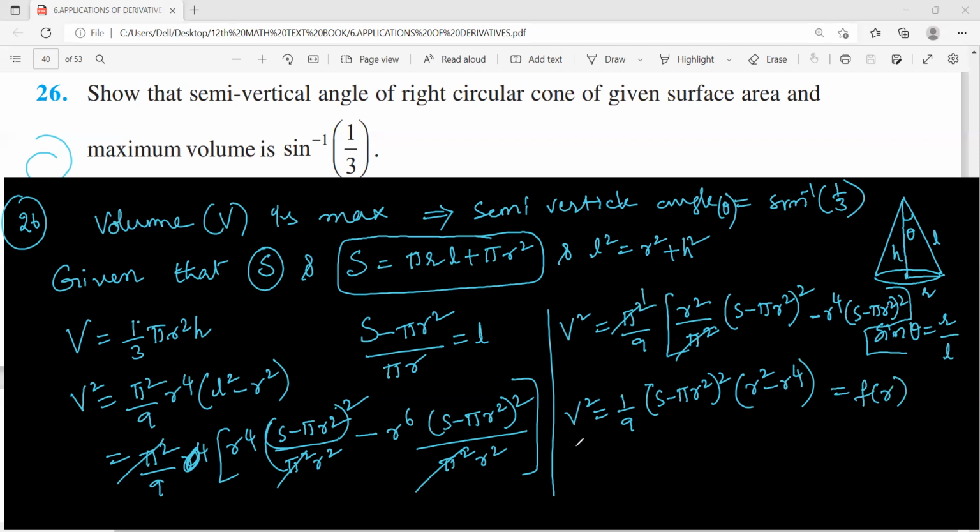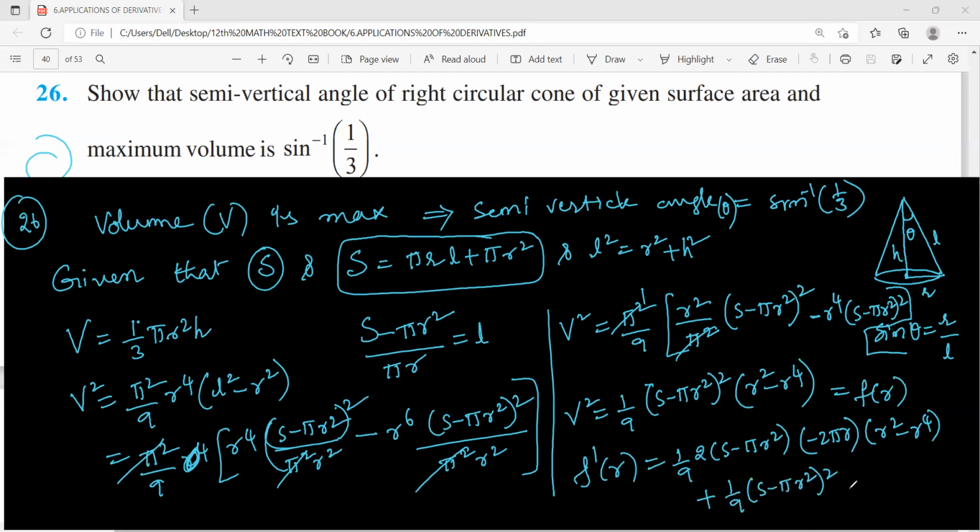Or directly you can do d by dr of V square, or f dash of r. So u dash v is S minus pi r square into this, minus 2 pi r. This is u dash v, r square minus r to the power of 4. This is u v dash, 2r minus 4r cubed. My God, this one you have to make 0, but you have to find out the double dash also.